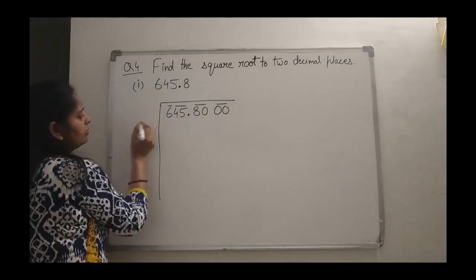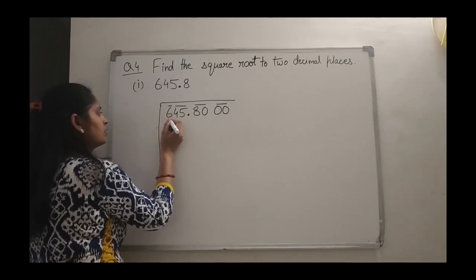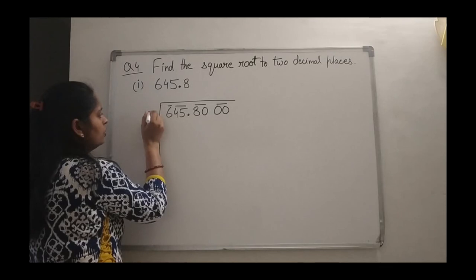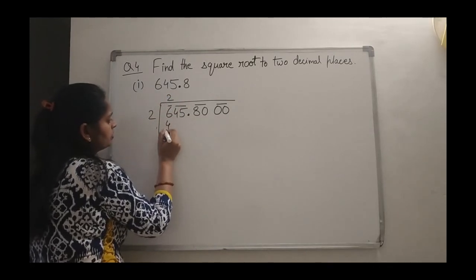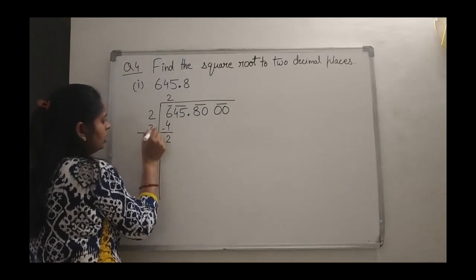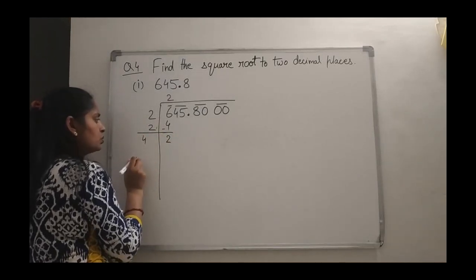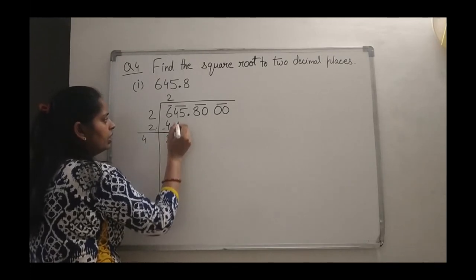Okay. Then see, 6 is here. So near 6, which is the perfect square? 4. So we'll go for 2 2s are 4. 6 minus 4 will give you how much? 2. And here 2 will be added. 2 plus 2 is 4. And the next pair will come down. What is the pair we are having?